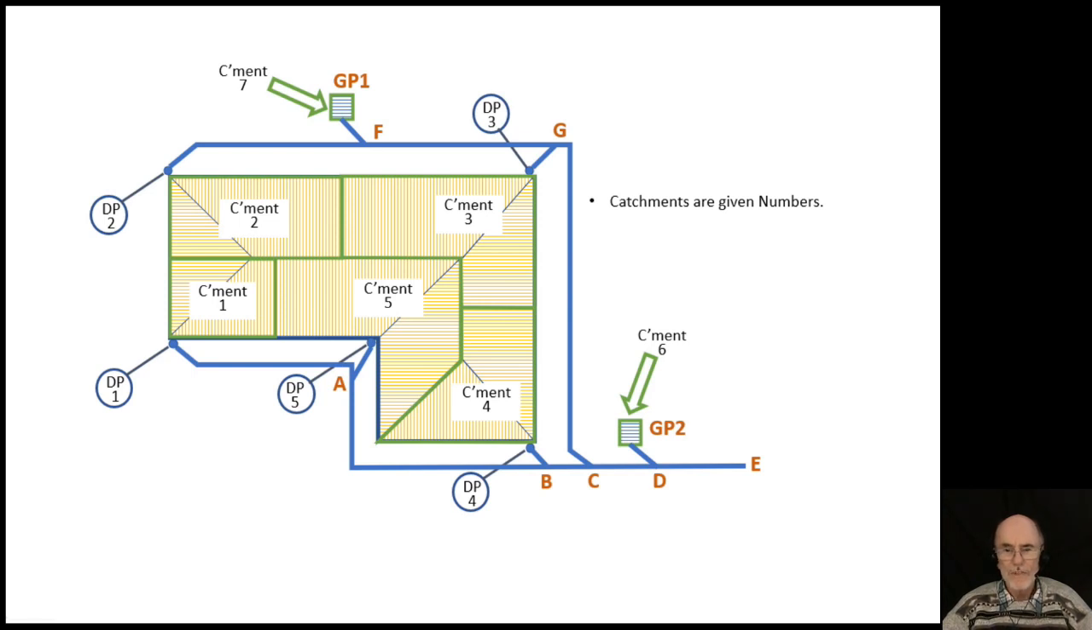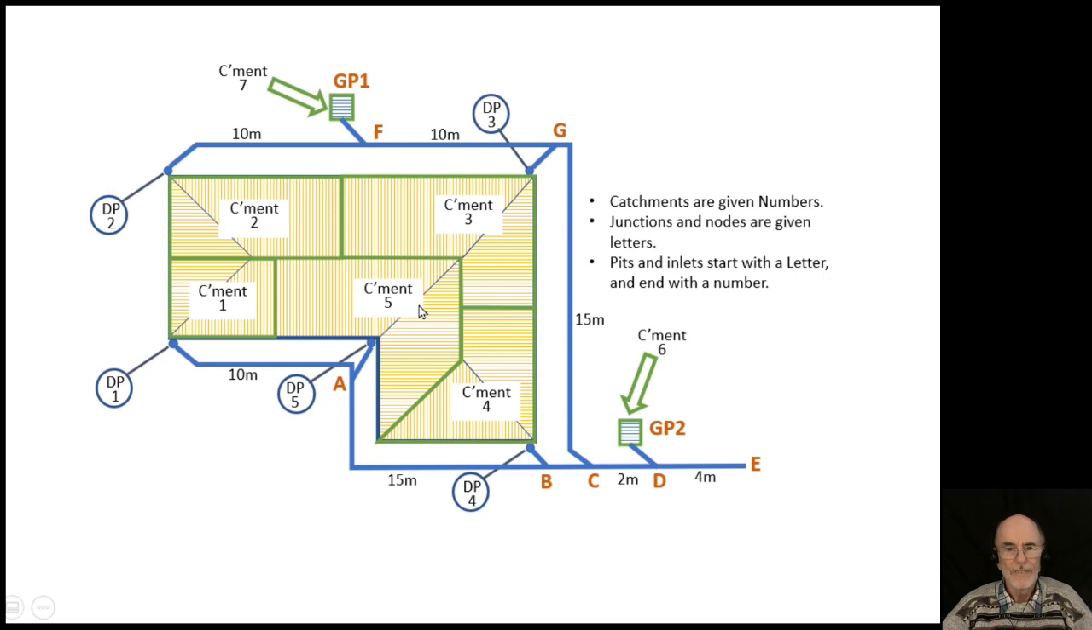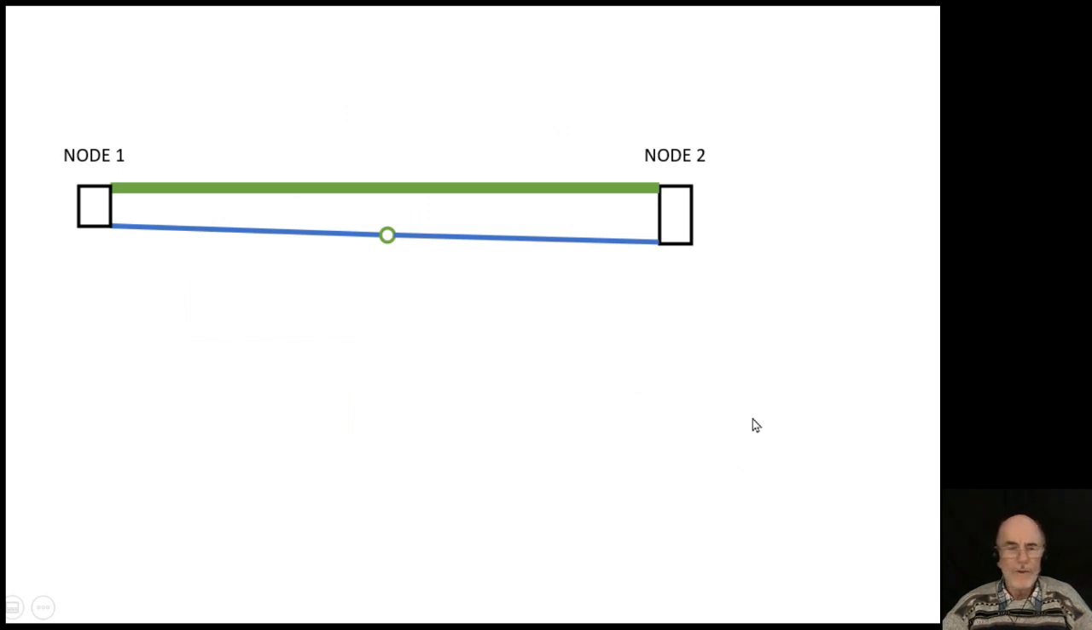So catchments are given numbers, junctions and nodes are given letters, and pits and inlets start with a letter and end with a number. That helps to tell the program what is what. I've just put on some links there. So now let's see what happens.